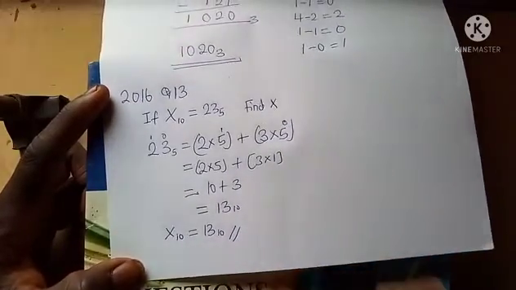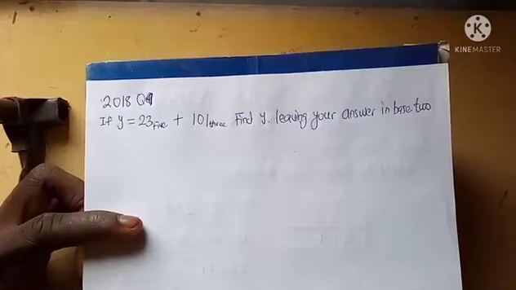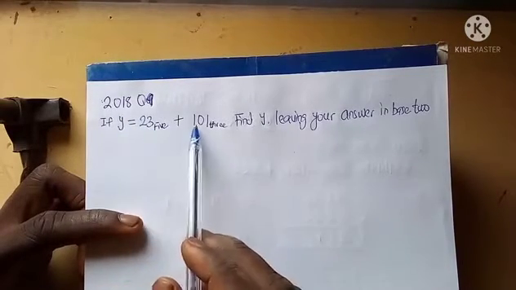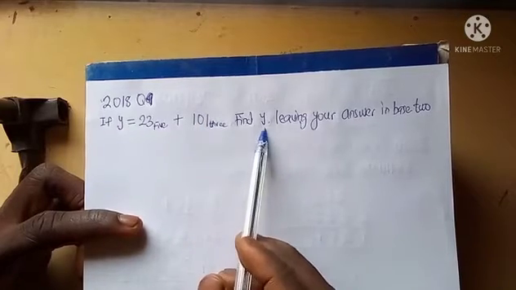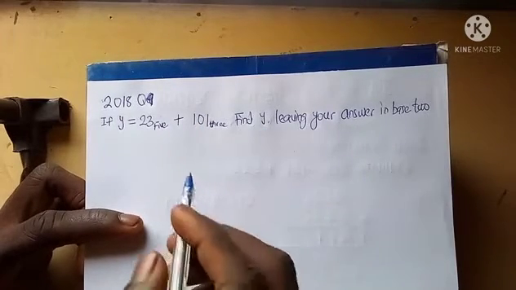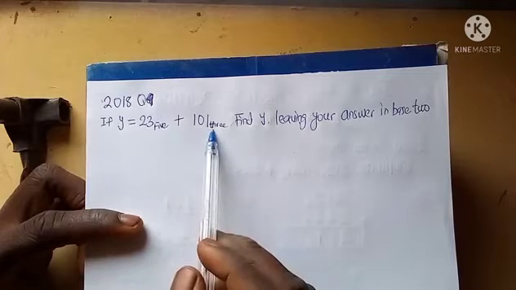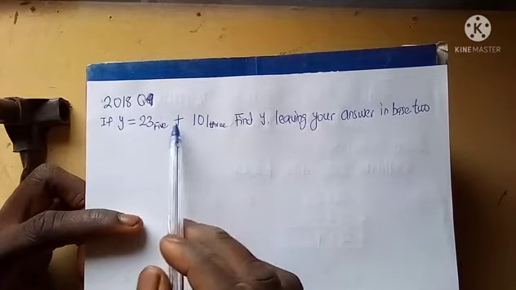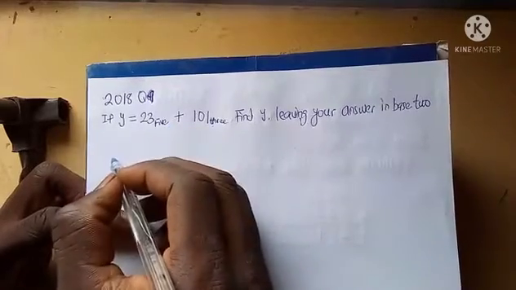So it's very simple. If y is equal to 23 base 5 plus 101 base 3, find y, leaving your answer in base 2. You see, first thing first is that these two numbers are in different bases. Convert them to base 10.